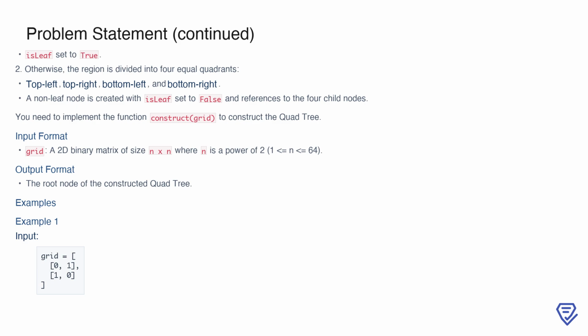To solve the problem, you need to implement the function construct, which takes as input a 2D binary matrix of size nxn. Here, n is guaranteed to be a power of 2, and it ranges from 1 to 64. The function should return the root node of the constructed quad tree. The input is a grid where each cell contains either 0 or 1. The output quad tree should represent the binary matrix in its compressed form. Let's explore some examples to clarify how this construction works.